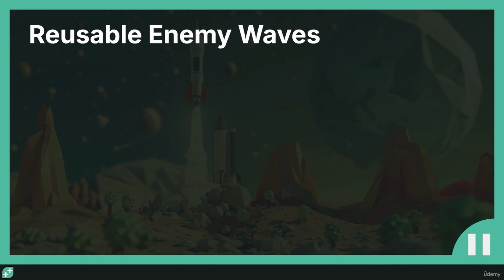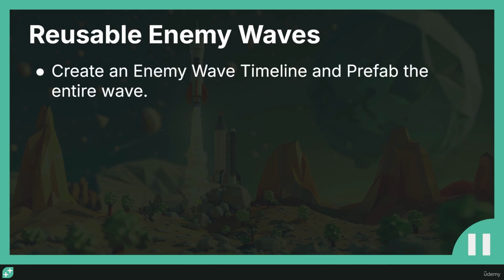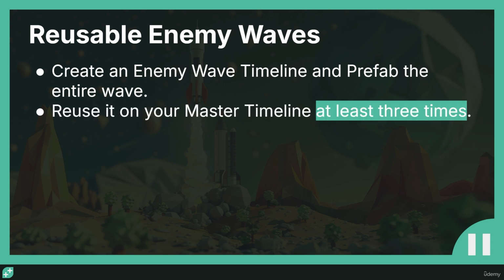Take some time to practice using reusable enemy waves. Create an enemy wave timeline and prefab the entire wave. Reuse it on your master timeline at least 3 times, largely just for practice. We're really close to introducing all the mechanics and systems that we'd like to in this section. Pretty soon we'll be introducing just a little bit of a story with some dialogue that we can also slap on our timeline. So hold off on getting too specific on your exact level and how it'll be laid out.